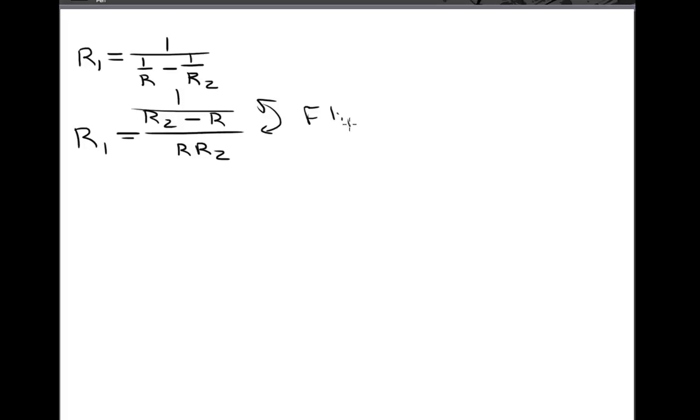I'm going to add these together, so that's R2 minus R over R2. And all this is divided by 1, and then we flip it. So we'll get that R1 is equal to R2 divided by R2 minus R.